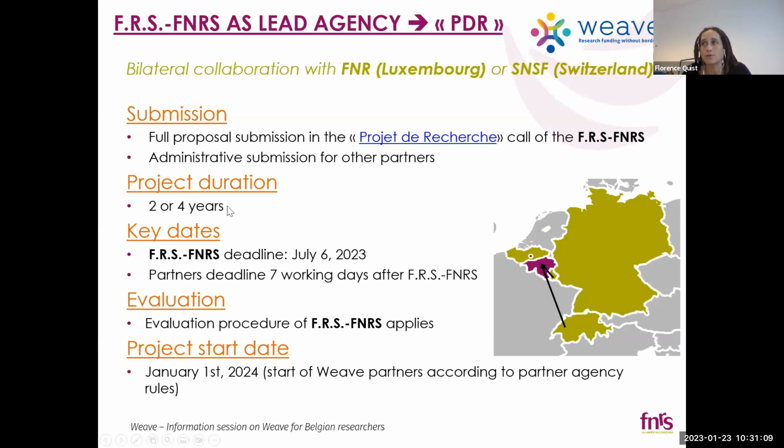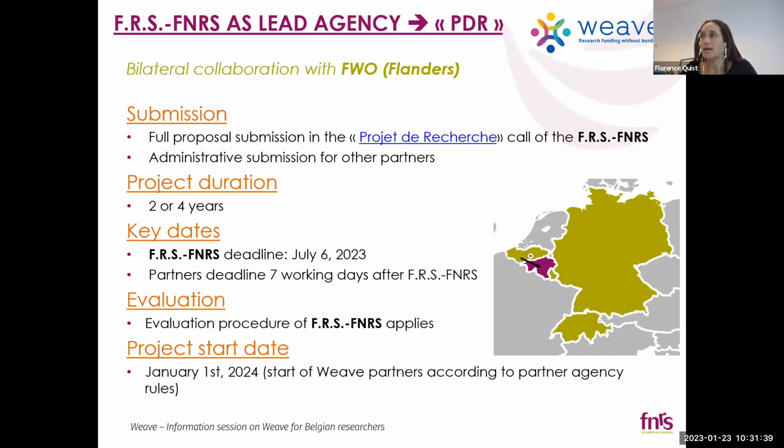The project durations are 2 to 4 years. The FNRS deadline will be July 6, 2023, and the partner deadline 7 working days after the F.R.S FNRS. Of course, because you apply at the F.R.S FNRS, then our evaluation procedure applies. And the project start date will be January 1st, 2024. And the start of the WEAVE partners will be according to their agency, to the agency rules.